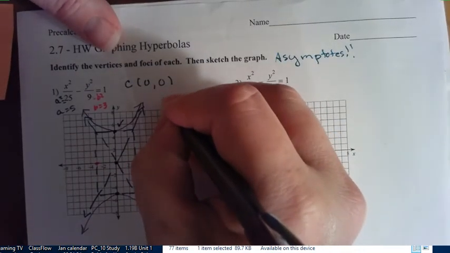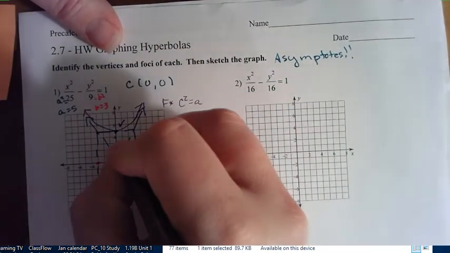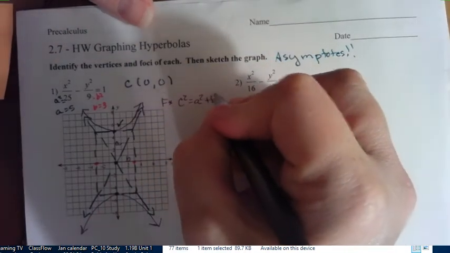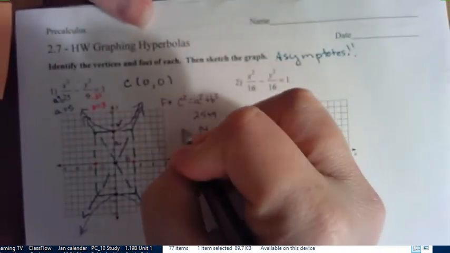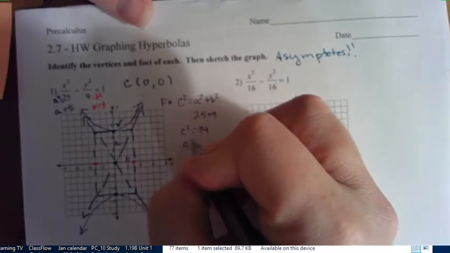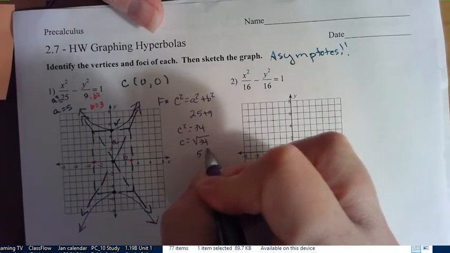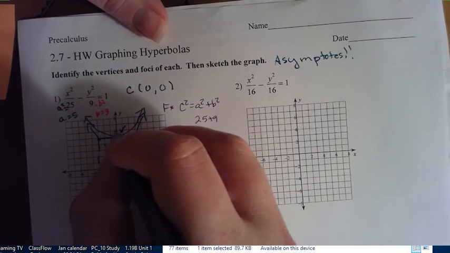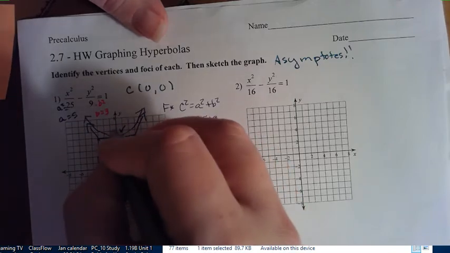The foci is found by c squared equals a squared plus b squared. Remember, this is a right there, and this is b. That's going to be 25 plus 9, which is 34. So c squared equals 34. So c is the square root of 34. Now 34 is almost 36. So this is going to be in that ballpark of 5.8-ish. 5.8, when you graph it, 5.8 away from that center is going to be here, and that's your focus.